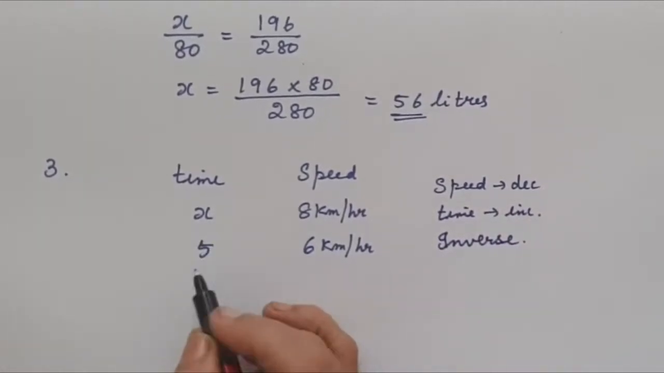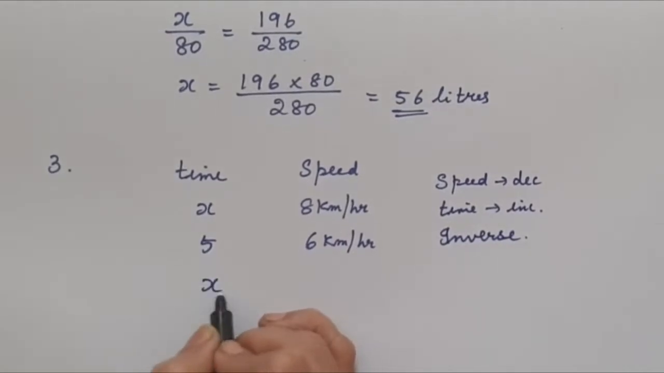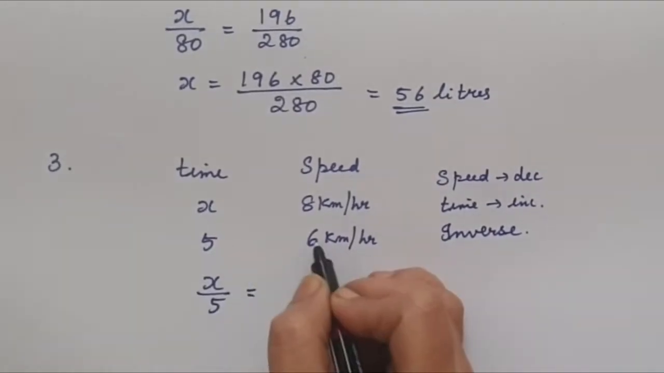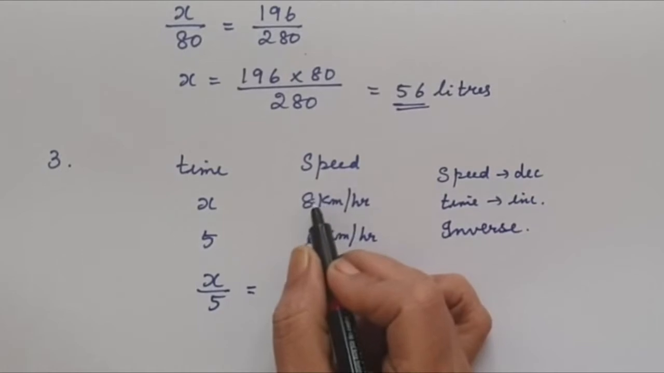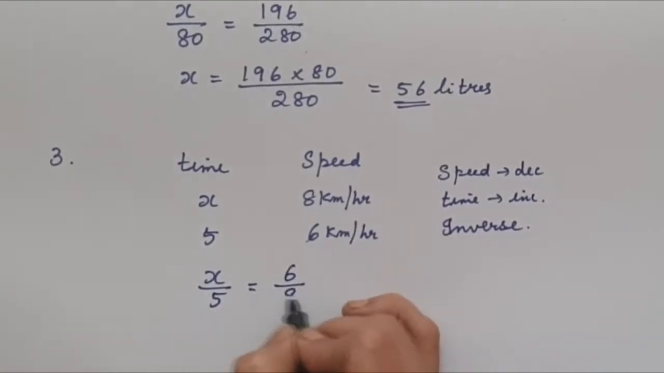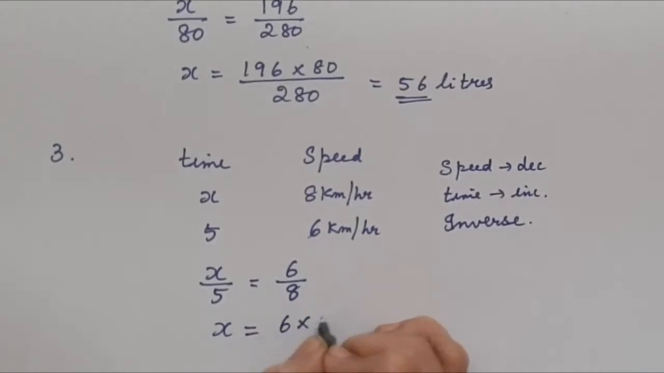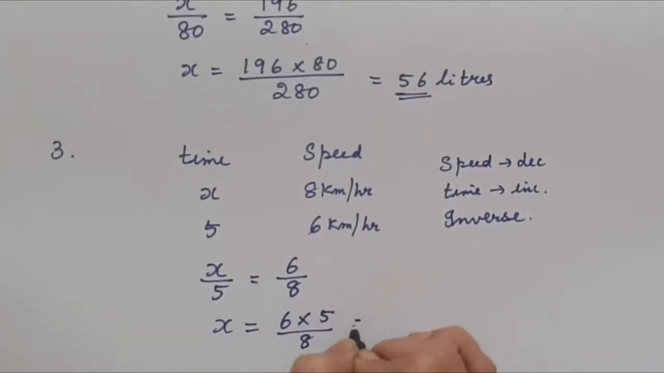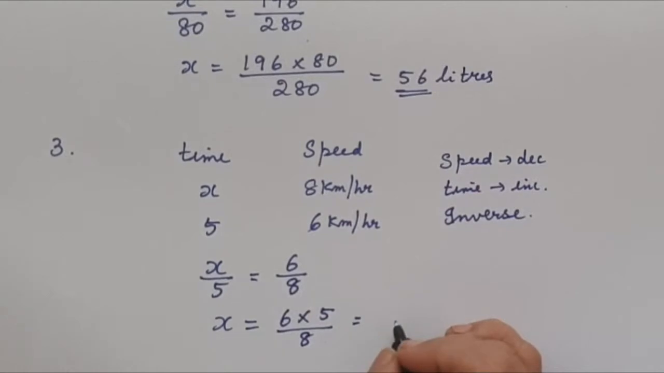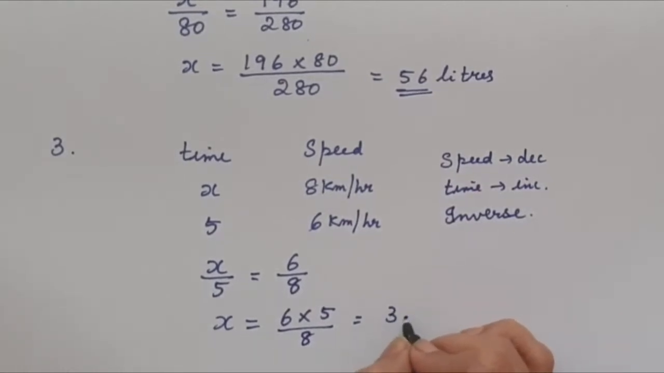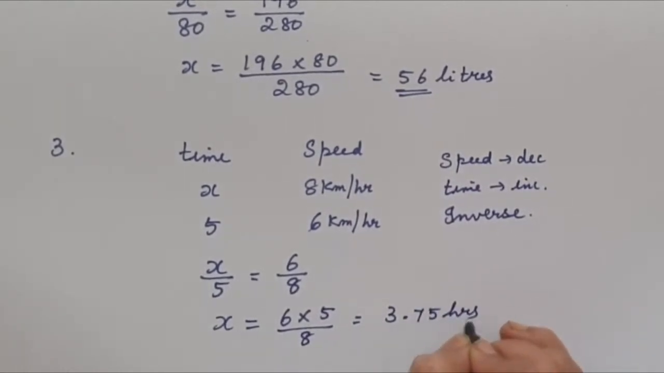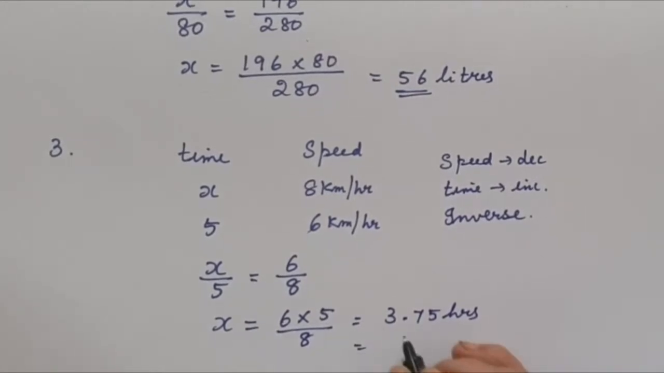So when it is an inverse proportion, we write our x over 5. The second quantity, we flip and write it. So we'll write it as 6 over 8. And then the value for x will be equal to 6 multiplied by 5 divided by 8. That will be equal to 3.75 hours. 0.75 is nothing but 45 minutes.